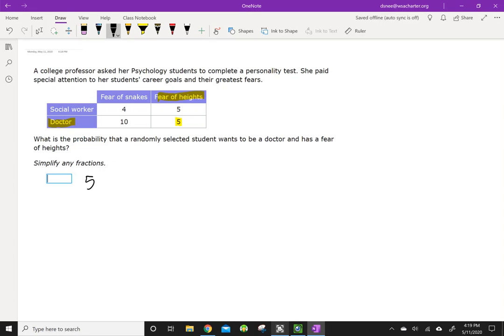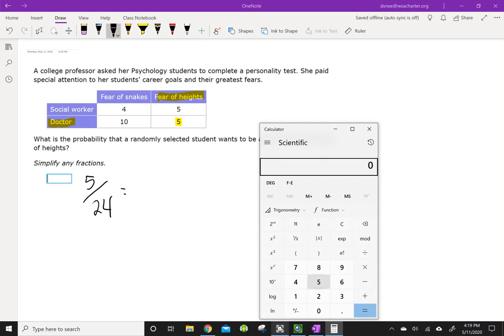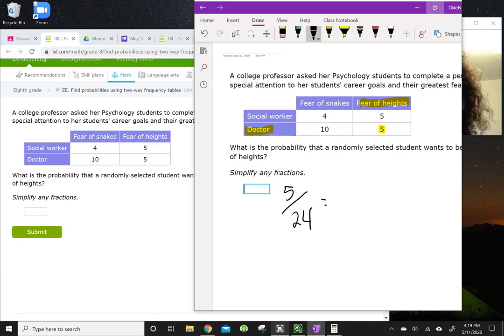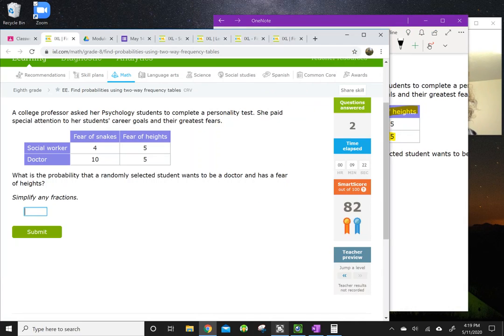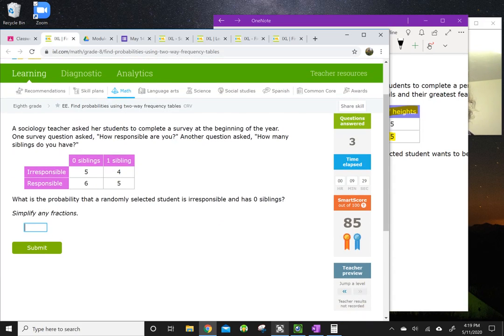So my probability is 5 out of 24. Now, this will actually also let you do this. 5 divided by 24 equals, if it's a terminating decimal, then you can type it in as a decimal as well. But we're just going to do 5 over 24. So 5 out of 24 are the chances that this is going to be happening.